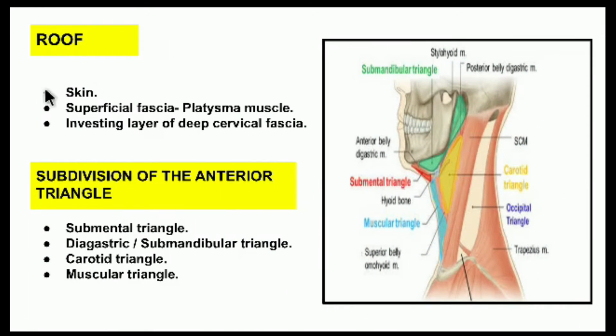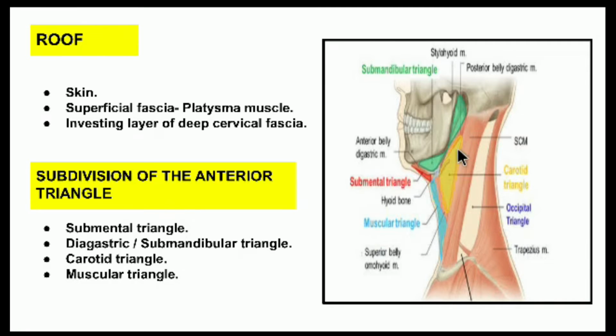Next, the roof is formed by skin, superficial fascia containing platysma muscle and the investing layer of the deep cervical fascia. Next, subdivisions of the anterior triangle. As I have discussed earlier, the anterior triangle is divided into four subdivisions: submental triangle, digastric or submandibular triangle, carotid triangle and muscular triangle.